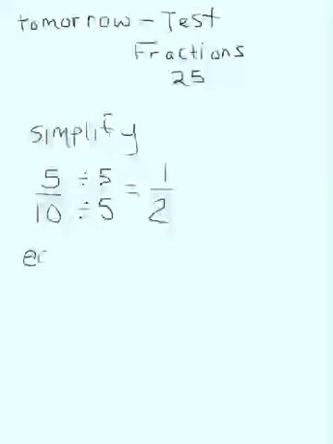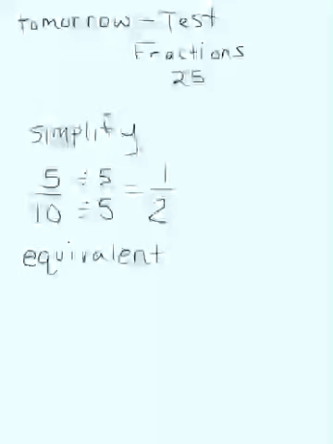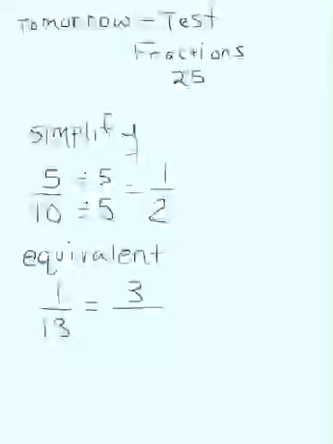Equivalent fractions. This also goes with that golden rule of fractions. 1 times 2. What I do to the top, I'm doing to the... What am I missing? The denominator. Okay. So how did I get this 3? Multiply the numerator, the tops, by 3.